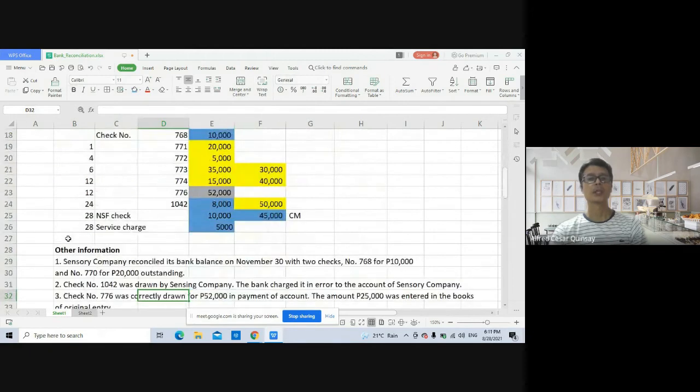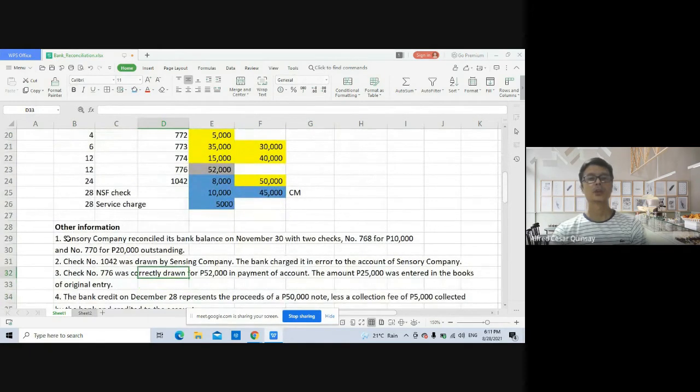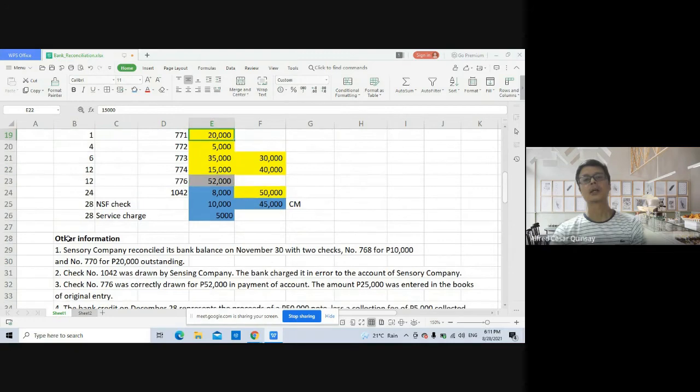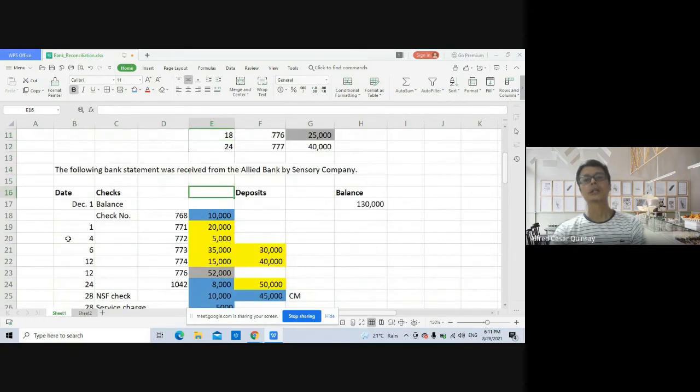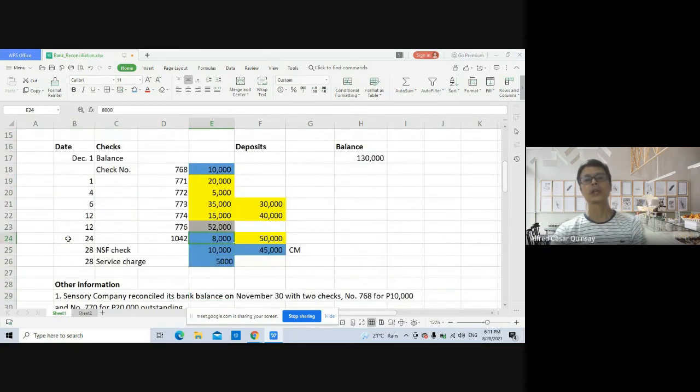So let's now proceed. Other information. Check number 1042 was drawn by Sensing Company. So Sensing is another company, no? It might be. So this is it, no? Okay, so we have discovered that what the bank did here is deduct that 8,000 from Century's account. That's why the check has a different sequence, no? It's 1042 instead of starting from 7, no?